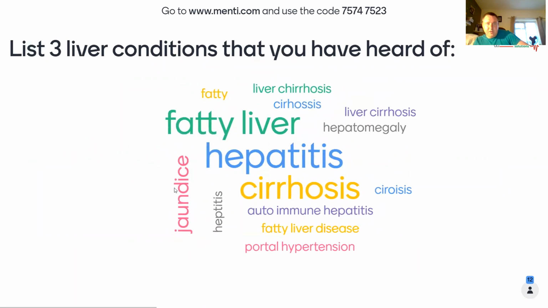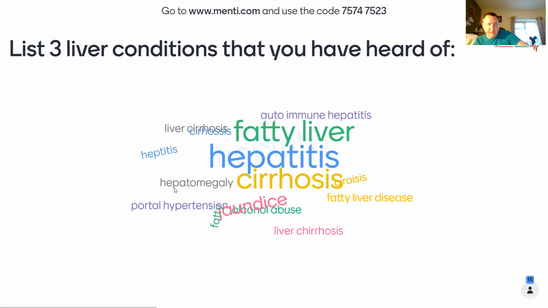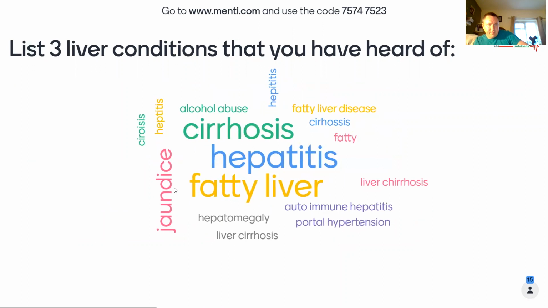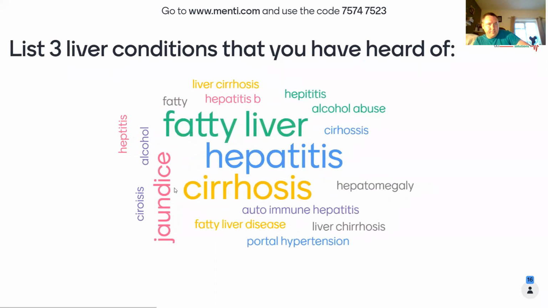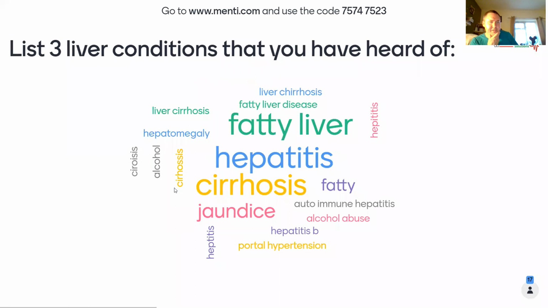Hepatomegaly, very good. So enlarged liver, good. As a result of some of the other things, normally hepatitis or fatty liver, good. Lovely. Alcohol abuse. Yeah, alcohol abuse can cause a couple of the conditions we're going to talk about this evening. Good. Well done. Perfect. Autoimmune hepatitis, very good. Very rare, but very good. Good.